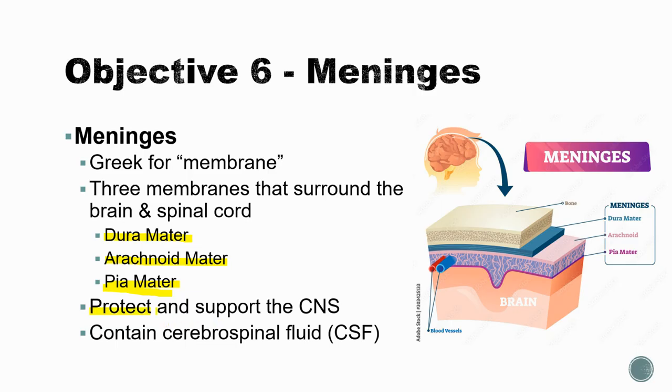Their job is going to be to protect and support. Obviously, we have very important nervous tissue that regulates our bodies, so we definitely need to have protection and support in addition to just our skull and our spinal cord, or our vertebra. Also within these meninges is cerebrospinal fluid.